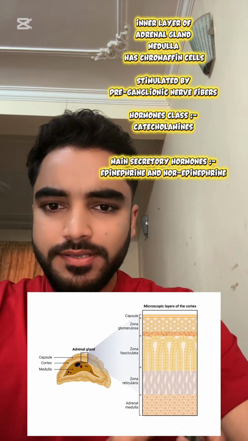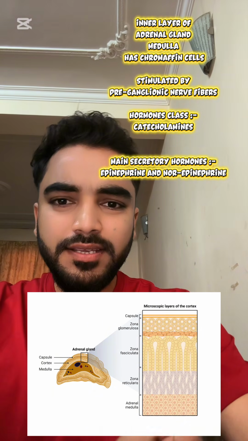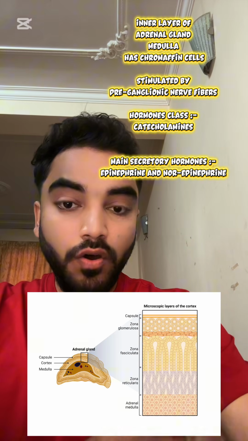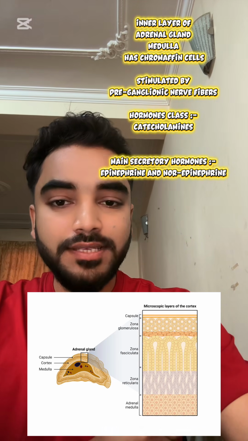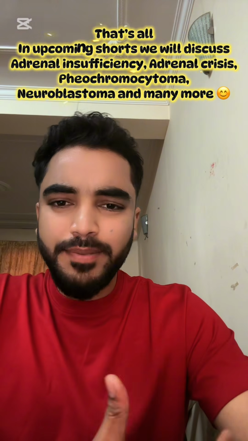Now let's talk about the inner layer, called the medulla. It has chromaffin cells, and this layer is regulated by preganglionic sympathetic nerve fibers. The hormone class of this layer is called catecholamines, and the secreted hormones are epinephrine and norepinephrine. So this is all the basic information about the adrenal gland.